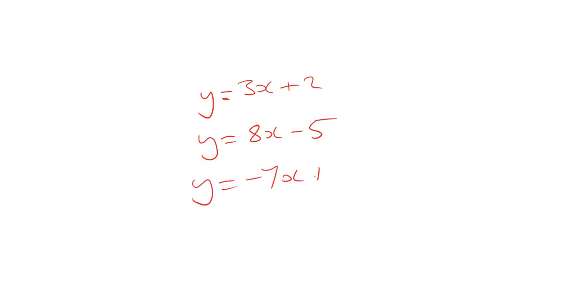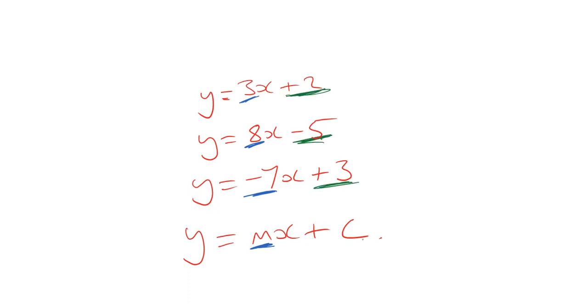You may have seen this before, but it always has the same format. An example of a straight line could be y equals 3x plus 2, or y equals 8x minus 5, or y equals minus 7x plus 3. Even if it doesn't look quite like this, it could be rearranged so that it does. This format is known as y equals mx plus c, because there is always some number m in front of the x, and there is always some number c, even if it's negative, on the end.